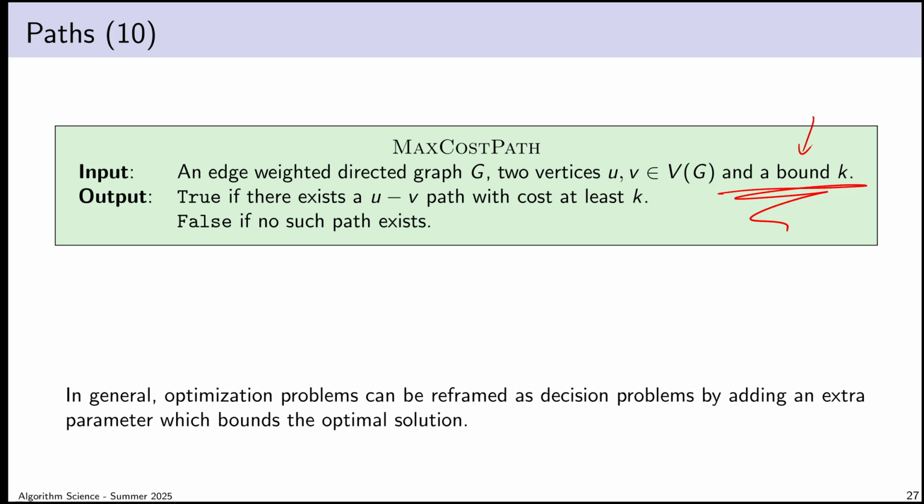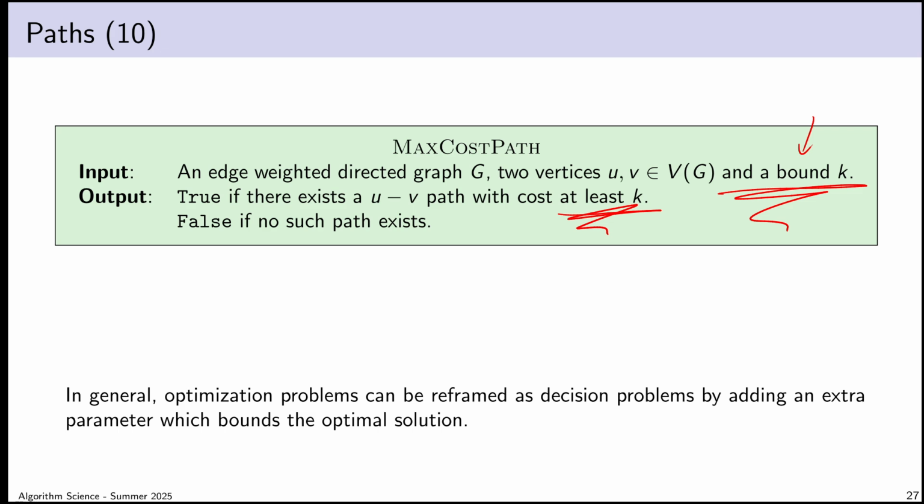So with a maximum cost path, we want paths that have as large of a cost as possible. So I'm going to add a bound k to my input, and the decision problem version becomes: the answer will be true if there exists a path with cost at least k, and false if no such path exists. In general, we can use this technique for a lot of optimization problems, and we're going to do that a lot later in this lecture. We just add some parameter that bounds the optimal solution, and then use that as a way of turning it into a yes or no question.